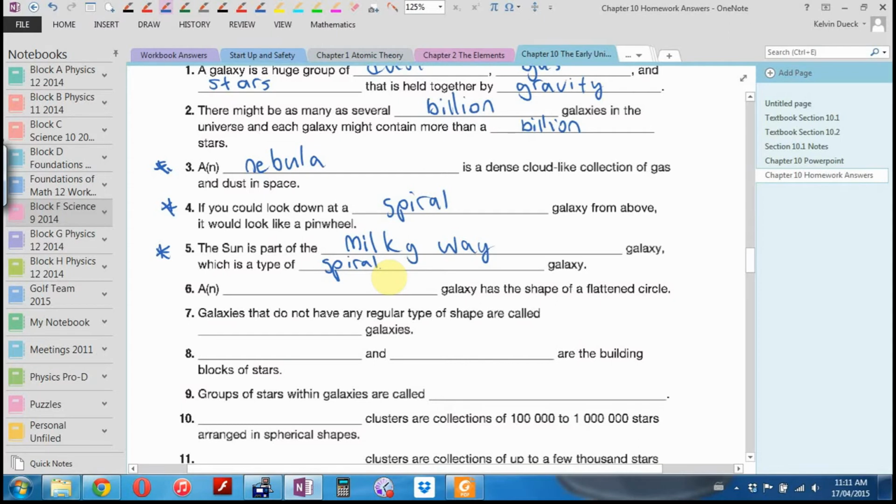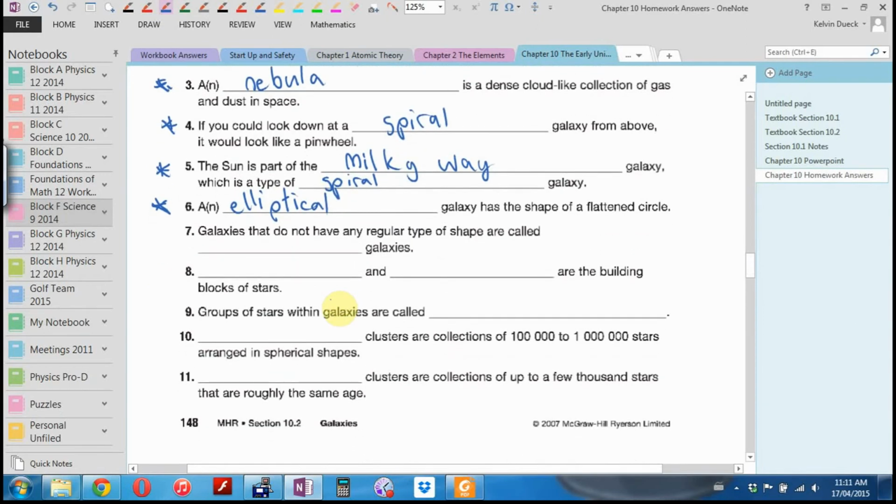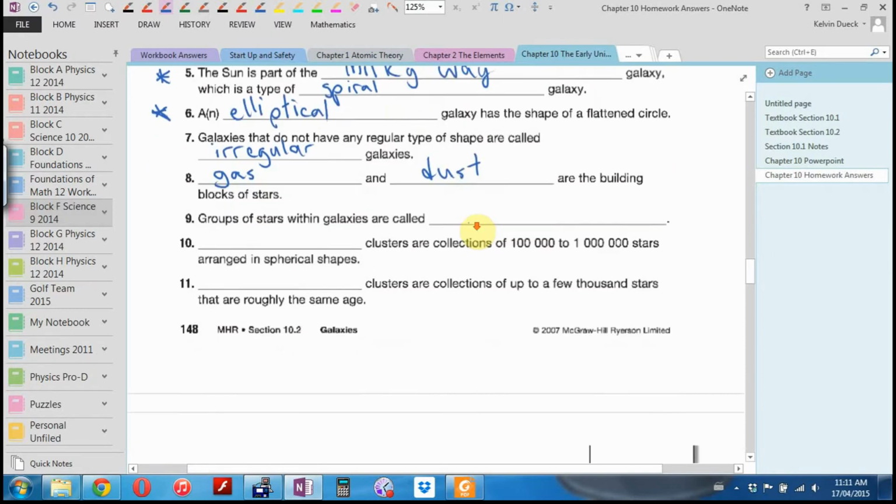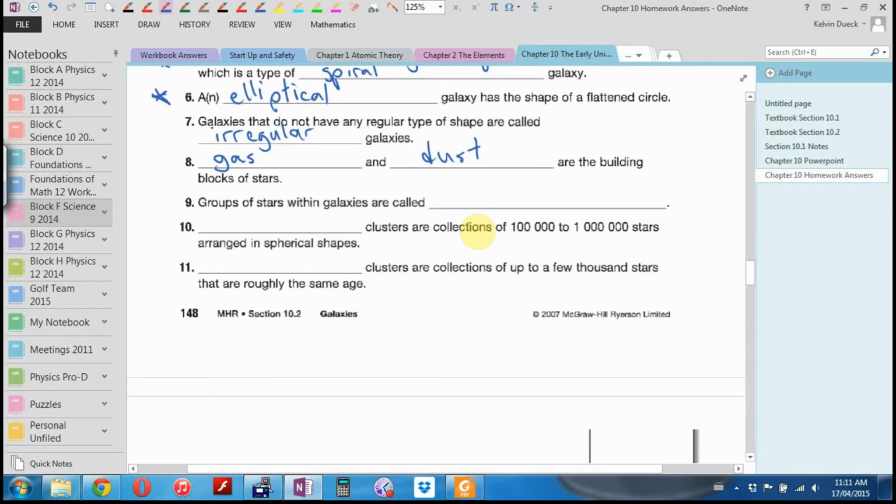What type of galaxy has the shape of a flat circle? Elliptical. You need to know that. And then galaxies that don't have any type of a regular shape are called irregular. Pretty creative, I know. What and what are the building blocks of stars? Yeah? Gas and dust.